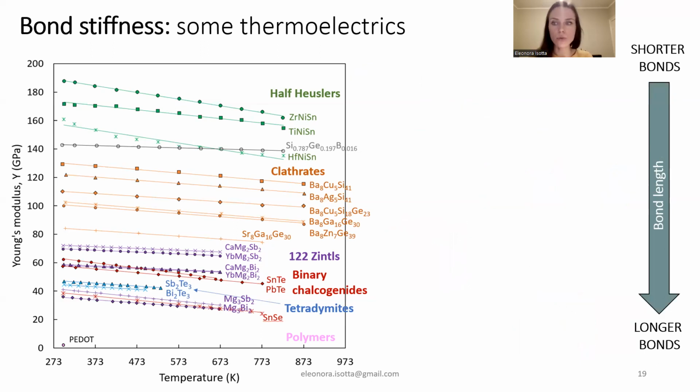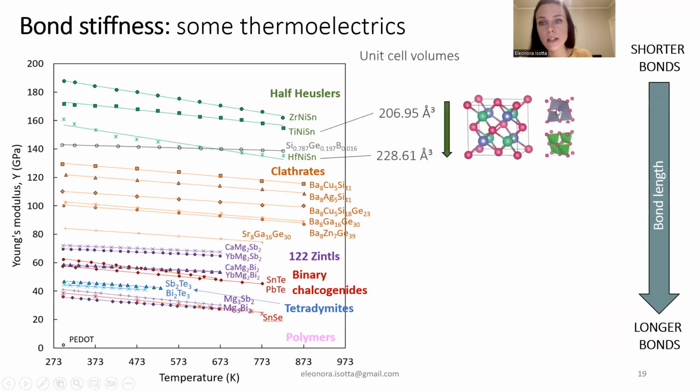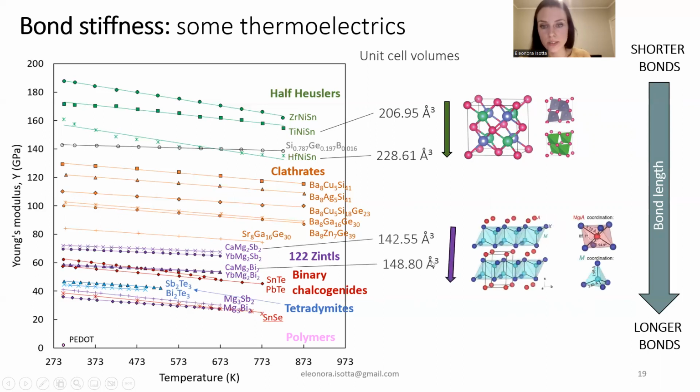Beyond bond stiffness, bond length also plays a strong role in determining the elastic moduli within the same crystal structure. For example, if we keep the comparison within half-Heuslers, we can see that if we go from titanium nickel tin to hafnium nickel tin, which overall has a larger volume per atom since we have substituted titanium with hafnium, we will have lower elastic moduli. The same thing happens, for example, with Zintls when we go from antimony-based compounds to bismuth-based compounds, which are larger in volume.